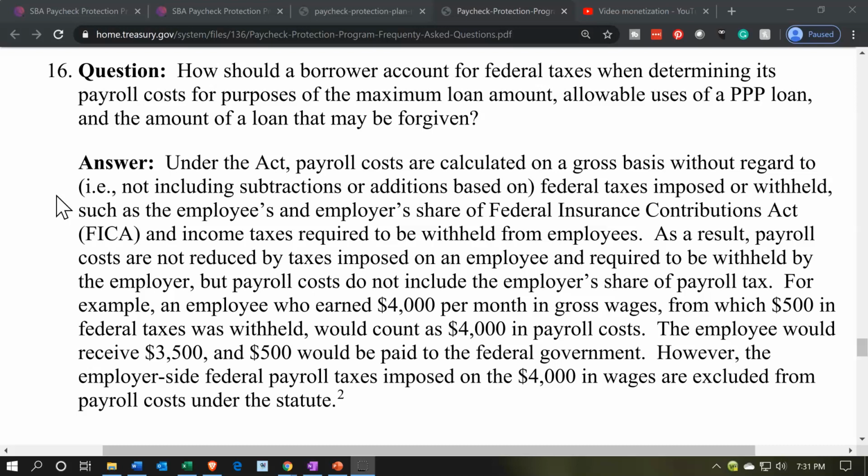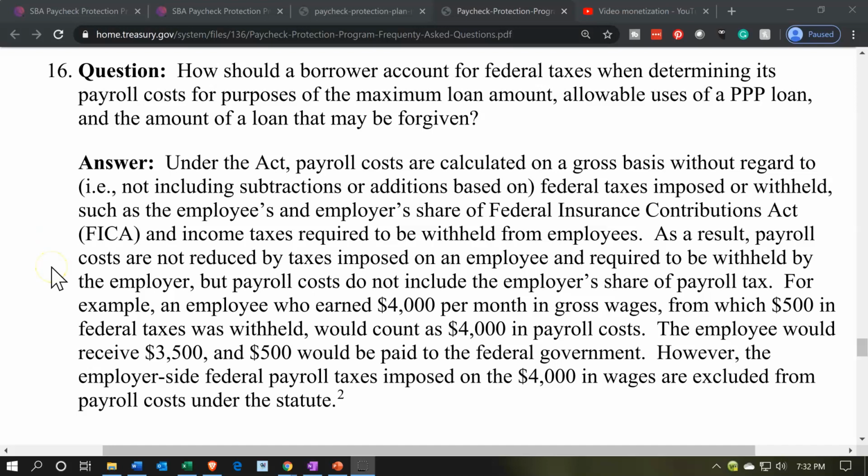So we're talking gross pay here. And again, this is another one that seems kind of obvious, but there were some items in the law, just the way the law was worded, that sounded like it might be the net pay, but they're clarifying here gross pay, and that would make sense. So as a result, payroll costs are not reduced by taxes imposed on the employee and required to be withheld by the employer, but payroll costs do not include the employer's share of payroll tax.